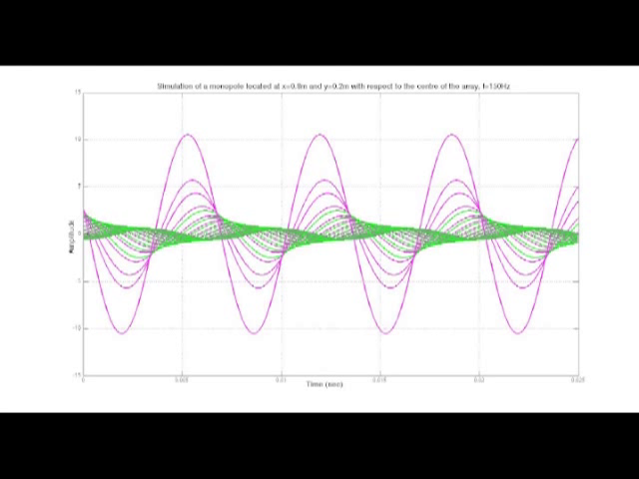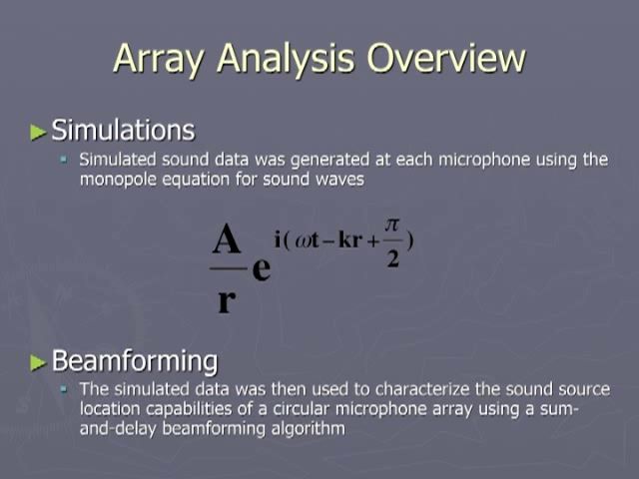In this graph, each wave represents the input to a single microphone for a simulated monopole sound source. The amplitude is lower for microphones that are further from the monopole. We use this simulated data as input to our sum and delay beamforming algorithm and experimented with changing the frequency and location of the sound source.